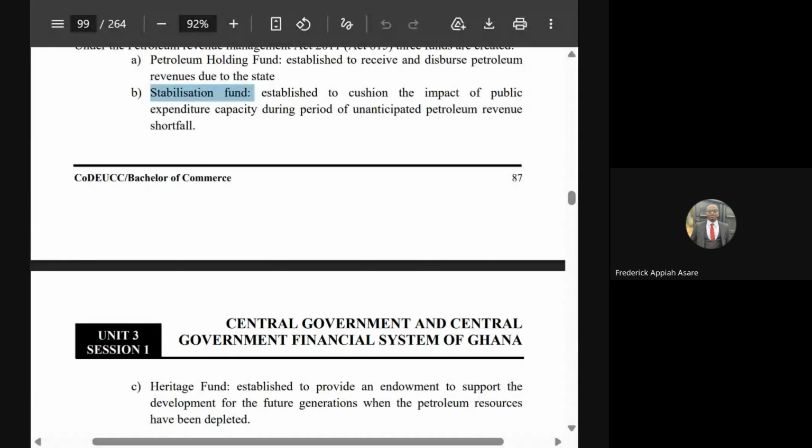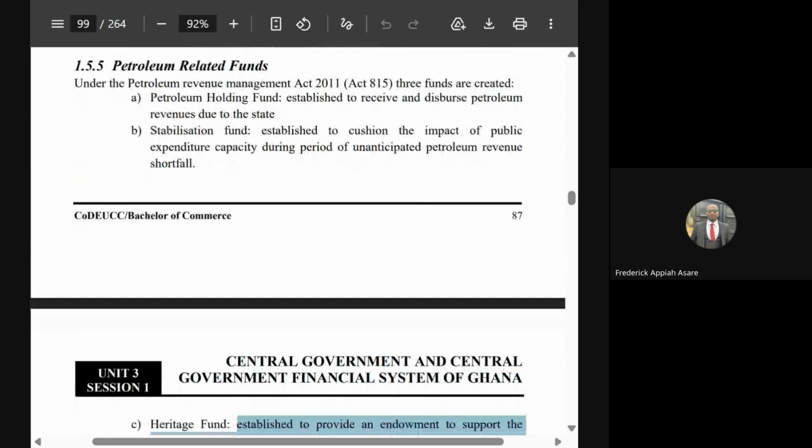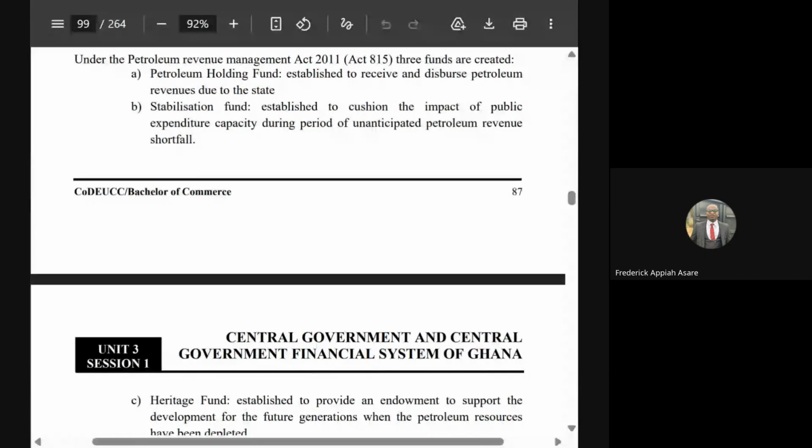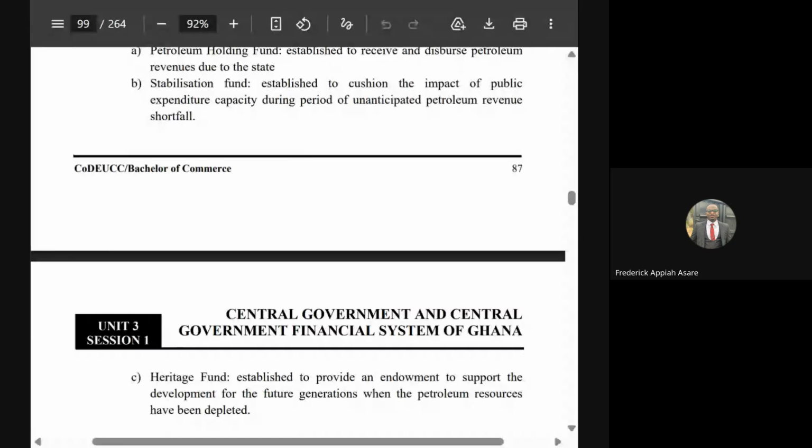Then we have the Heritage Fund, established to provide an endowment fund to support the development of future generations when the petroleum resources have been depleted. So the Heritage Fund is established so that in case there is no petroleum, the generation that will be there during that time will rely on that fund in place of the petroleum fund that we are having.